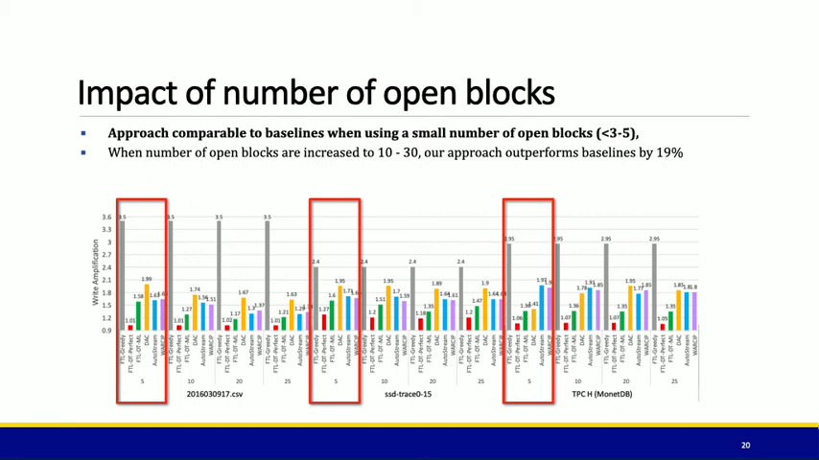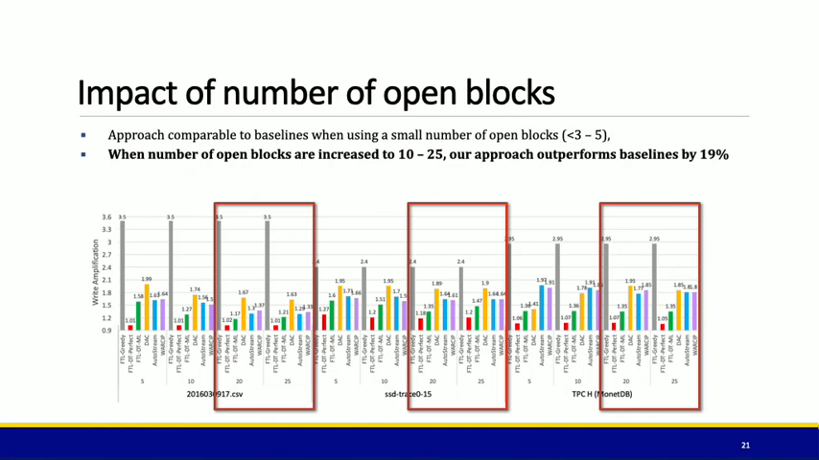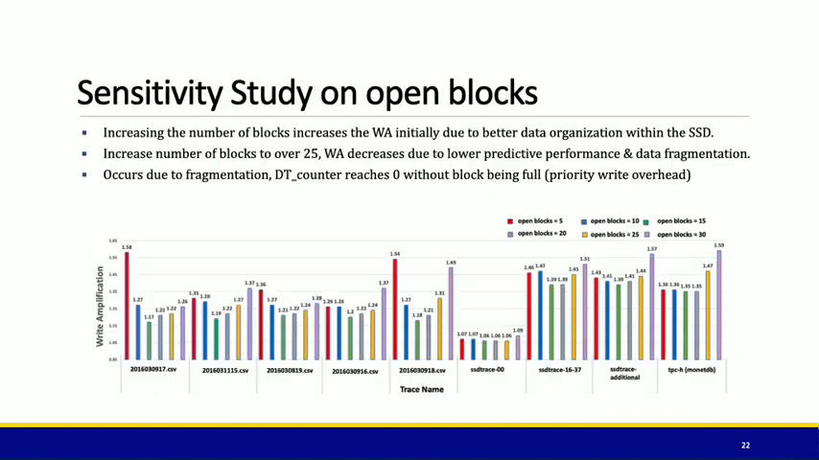These slides compare the performance of our approach with the baseline by varying the number of open blocks available. The results show that our approach is comparable to baselines when using a smaller number of open blocks. However, as the number of open blocks is decreased to between 10 and 30, our approach outperforms the baseline by 19%, demonstrating the generalizability of our approach with varying number of open blocks.